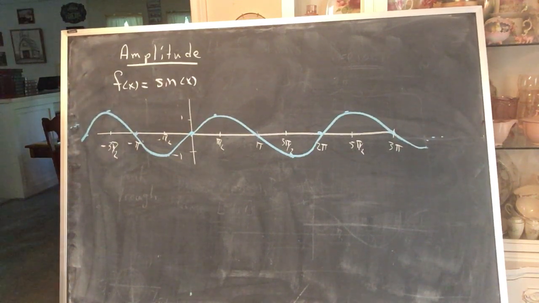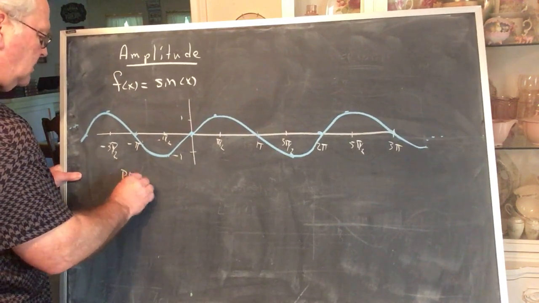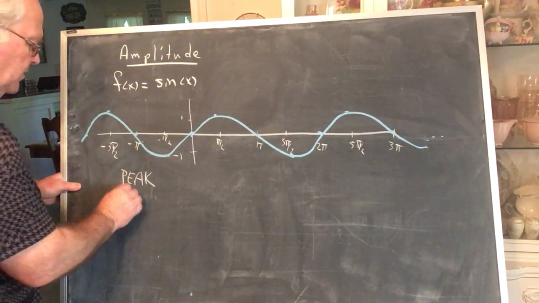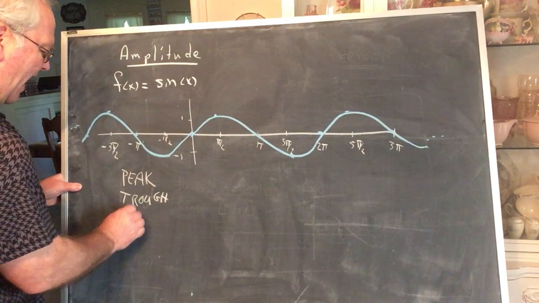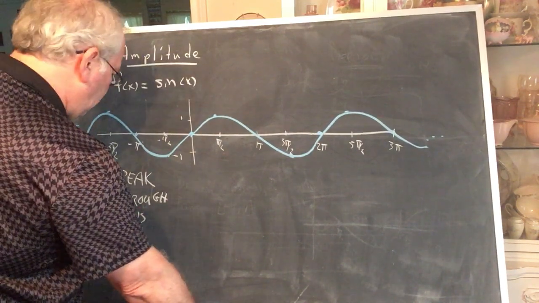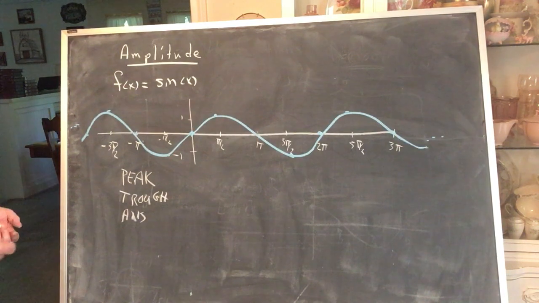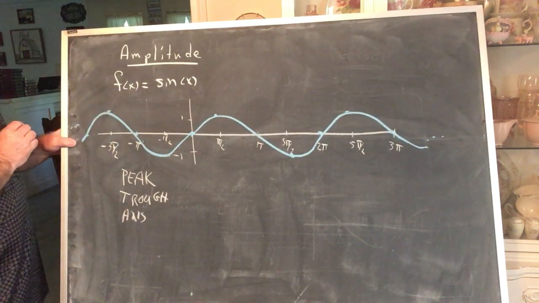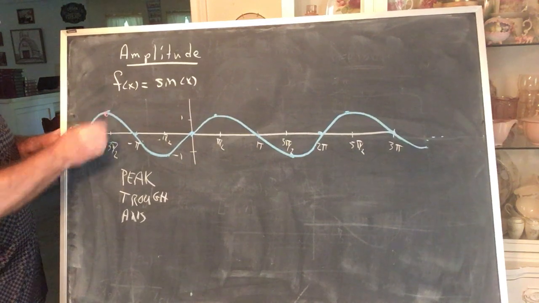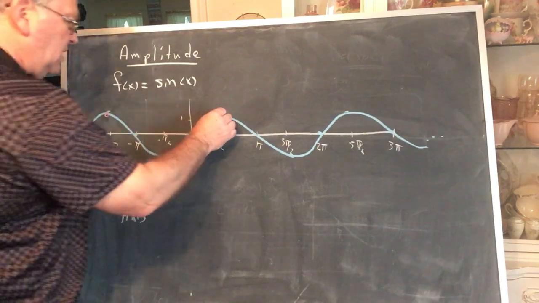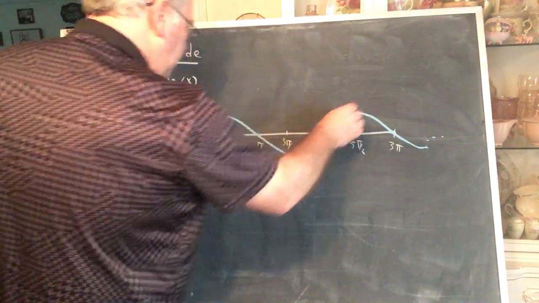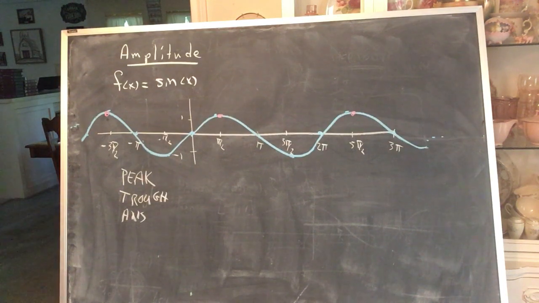Now, the graph has three pieces. We have a peak, we have a trough, and we have the axis. All right? The peak, as you might expect, is sort of self-describing. It's the highest point on the graph. So in this case, negative 3 pi over 2 comma 1. This is the peak. The next peak appears here. The next peak appears here. Those are simply the highest points on the graph. The top of the hill, if you will.